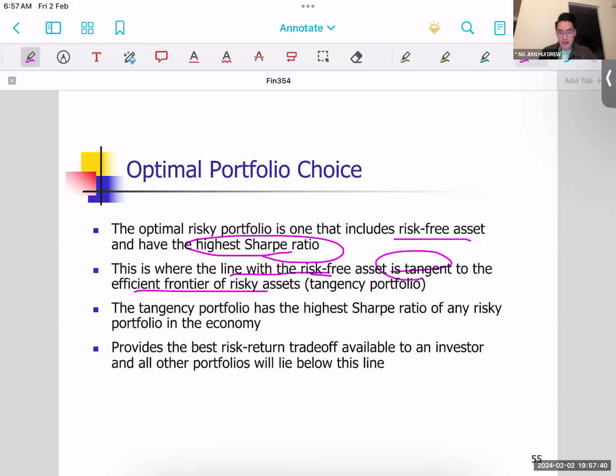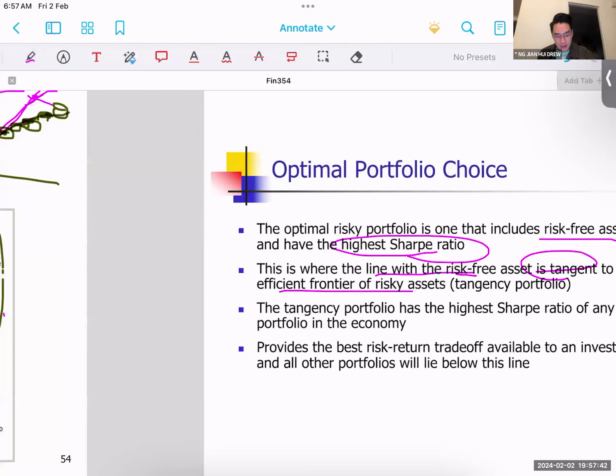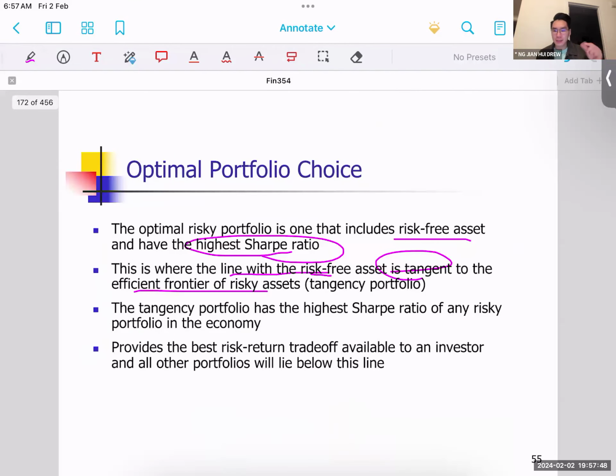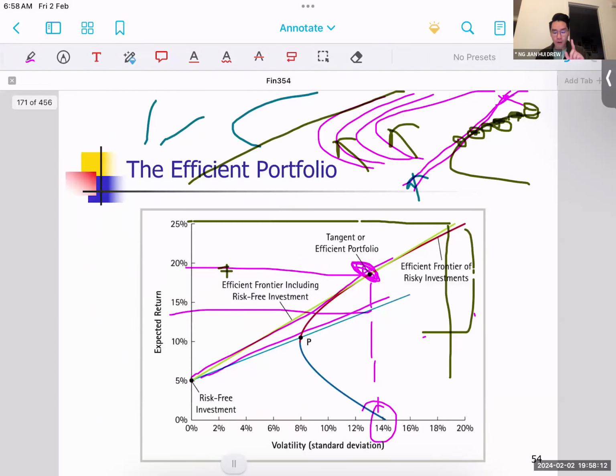And this point that is tangent is called the tangent portfolio here. Because it's a theory, there are quite a lot of terminologies that you need to be familiar with. So the tangent portfolio, which is that dot that I drew earlier, is the one with the highest Sharpe ratio of any risky portfolio. It provides the best risk and return trade-off, right? And remember, this tangent portfolio is one portfolio, the portfolio given by this dot here, where both lines touch. So it is one portfolio.